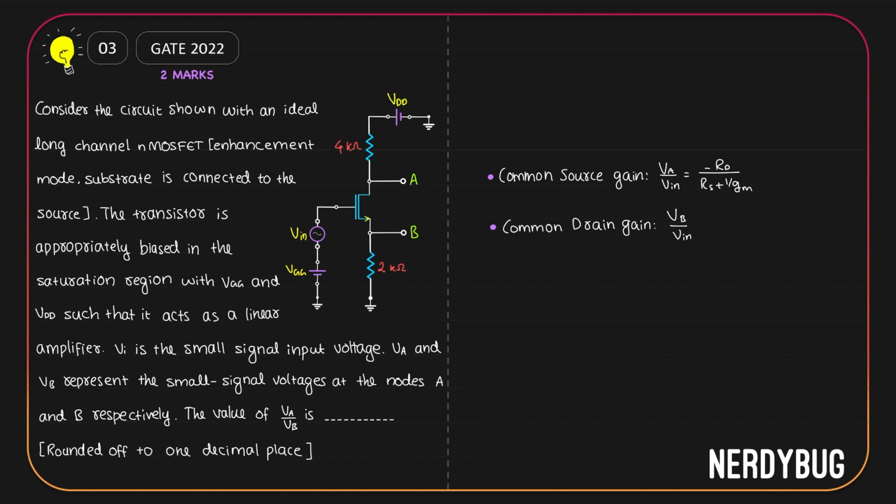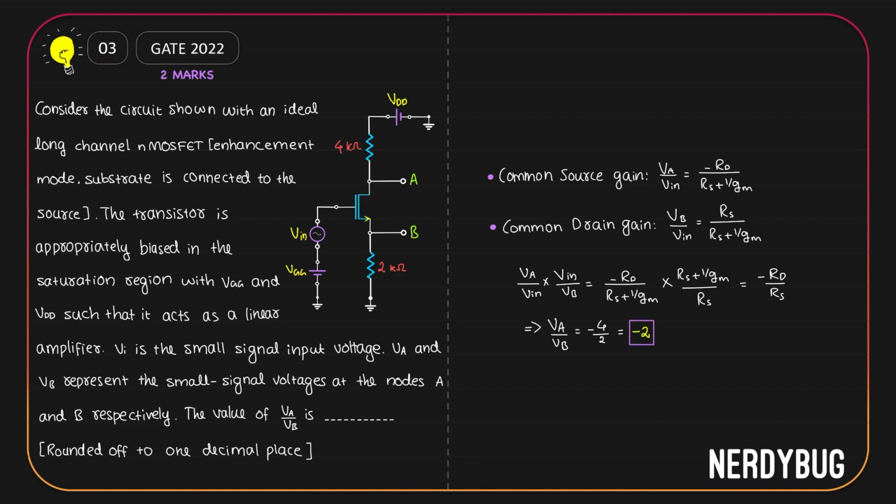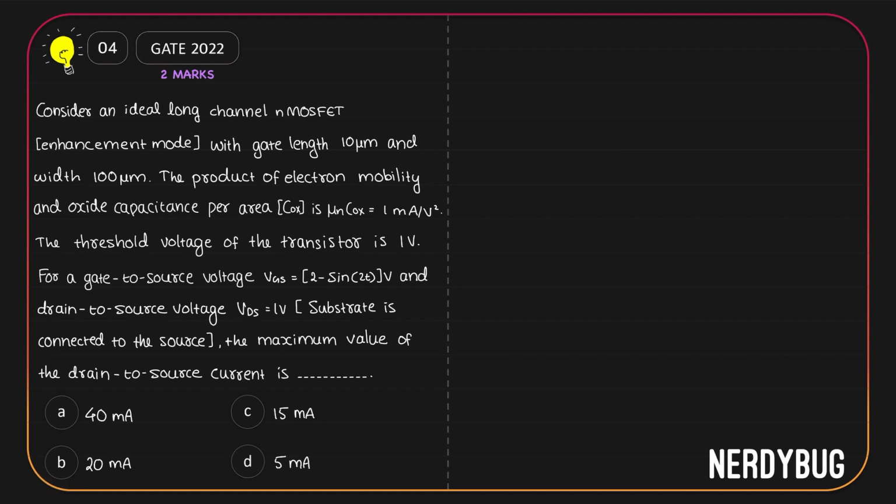For a common drain amplifier, gain is given as RS by RS plus 1 by gm. Now, to get the ratio VA by VB, all you have to do is divide this with this. To do that, we can multiply VA by Vin with Vin by VB. If we do that, RS plus 1 by gm and RS plus 1 by gm will get cancelled and we get minus RD by RS. RD here is 4 kilo ohm, RS is 2 kilo ohm. So again, we get VA by VB is minus 2. Let us see the next problem.